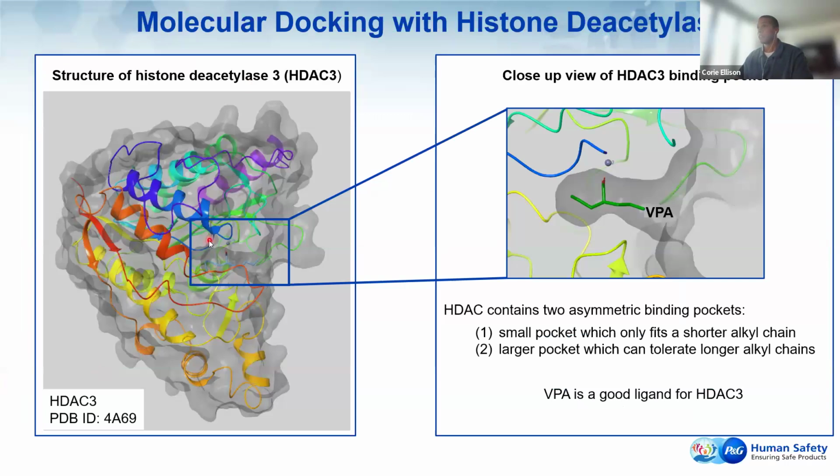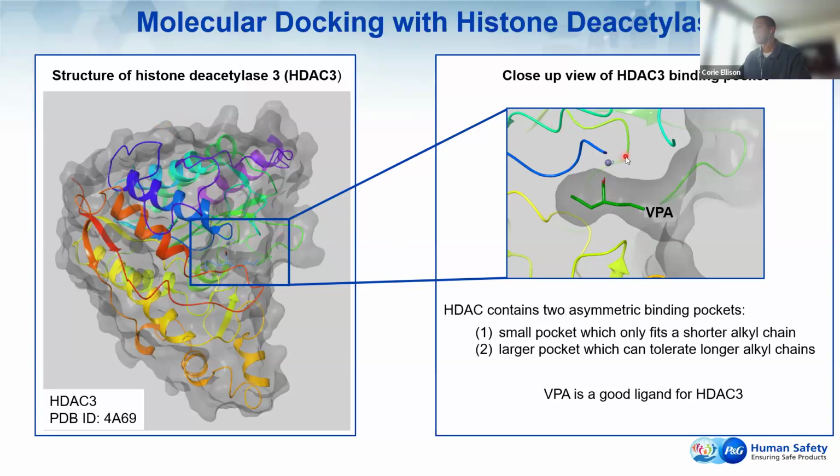So this is the structure of HDAC. It has been previously determined by others and is available in the literature. As such, it's possible to conduct molecular docking studies to determine if a chemical would be a good ligand for HDAC. On the left-hand side of the slide is the structure of HDAC3, and on the right-hand side is a close-up of the binding pocket of HDAC.